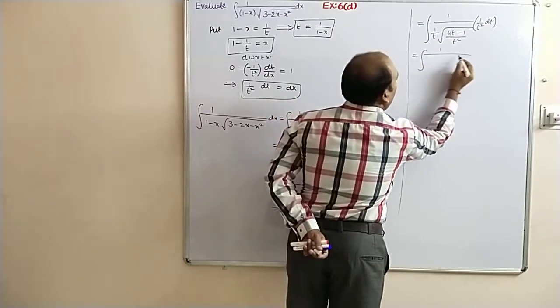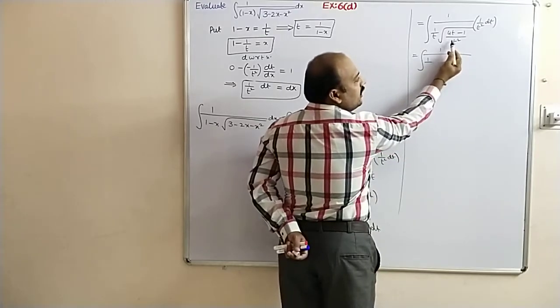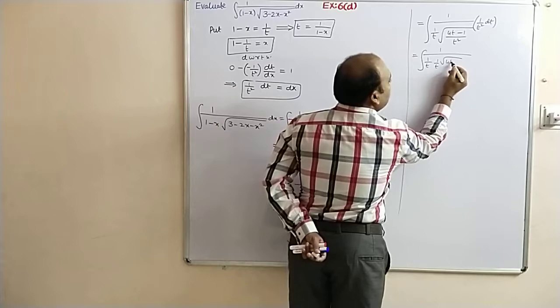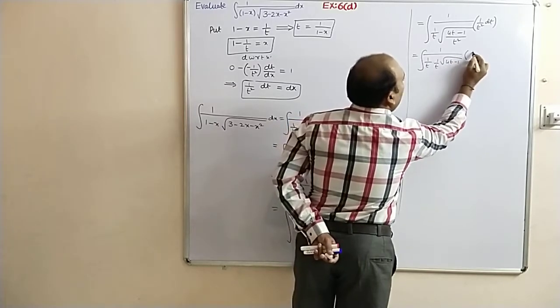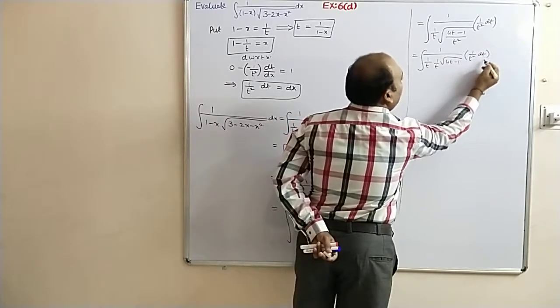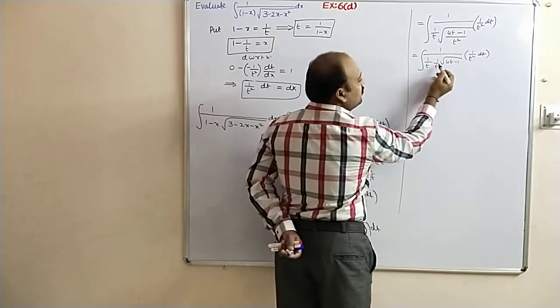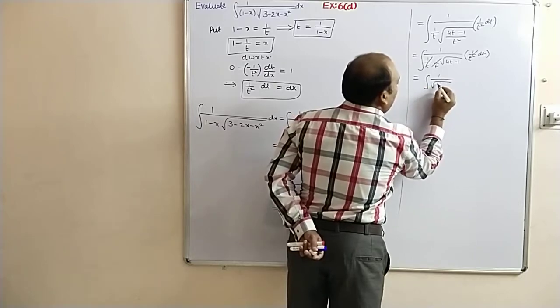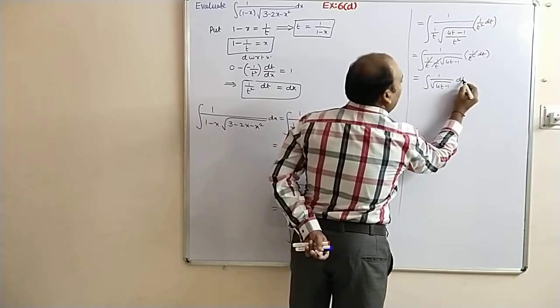So the integral of 1 by here, t square you can take outside of the root, it will become 1 by t now into root 4t minus 1 into 1 by t square into dt. Here 1 by t into 1 by t square, so we can cancel it. The integral becomes 1 by root 4t minus 1 into dt.